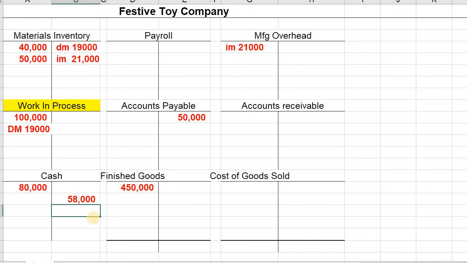We used $18,000 of indirect labor. Indirect labor is overhead, isn't it? IL, $18,000. $40,000 in direct labor. Direct labor goes to work in process. And how much was our payroll? 18 and 40 is 58,000. There you go.